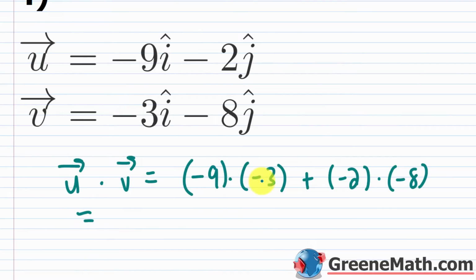-9 times -3 is going to be 27. And then basically you're going to have plus -2 times -8. That's going to be 16. And then 27 plus 16, that's going to give me a final answer of 43. So that's my dot product of this vector u and this vector v.